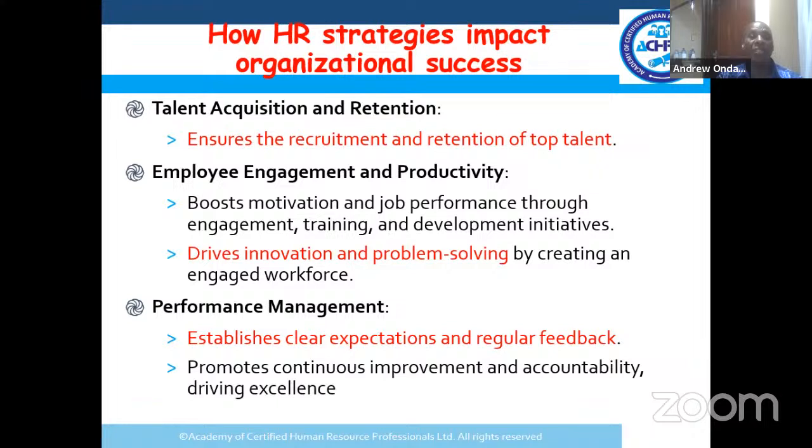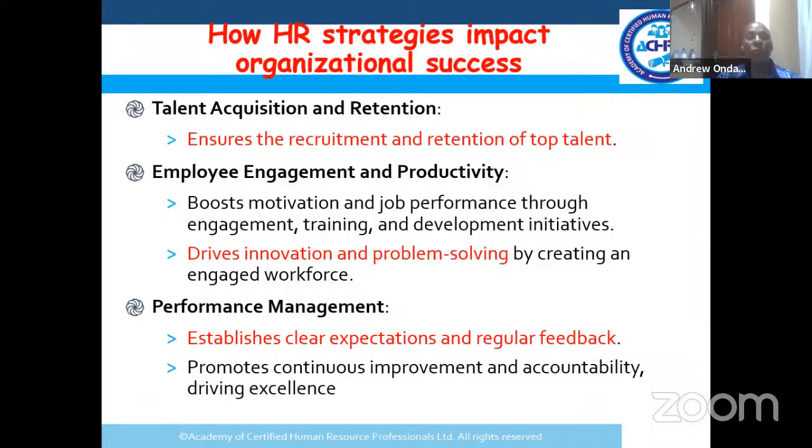So if talent acquisition is one of the strategies, an organization is likely to succeed because there will be high productivity from the people that we have acquired and retained. We all are aware that when we attract low-level quality of employees who are not innovative, then we are setting ourselves for failure. So as HR managers, it is our responsibility to ensure that when we acquire talent, only top talent is allowed to join the organization.